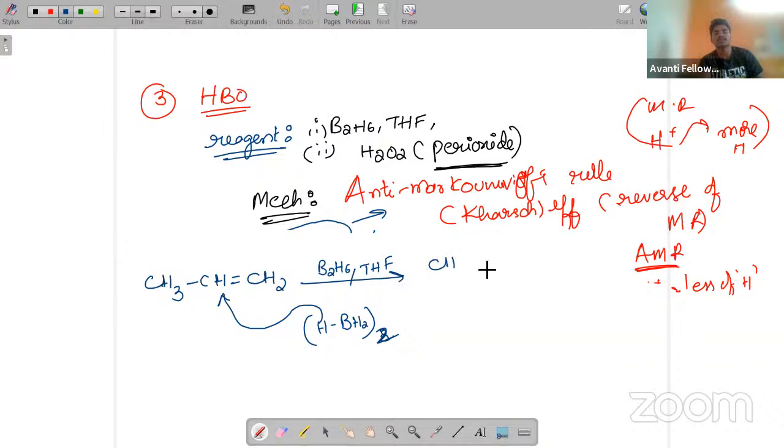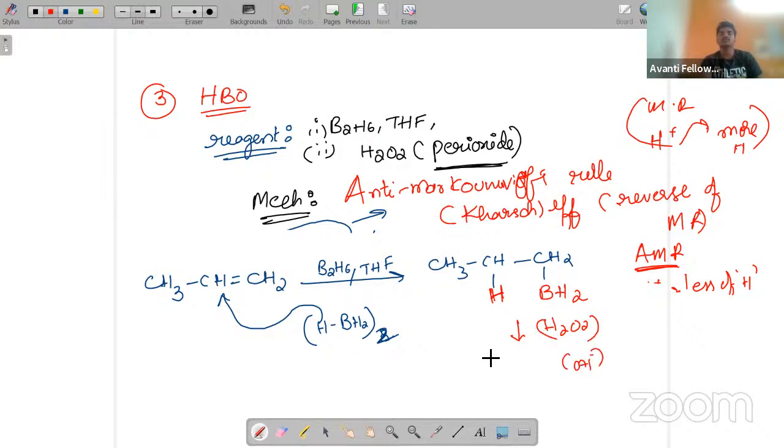Now CH3, CH bond H, and then the next bond CH2. Here BH2 will attach. I hope you understand this. Next, under the peroxide, you release OH minus. So what is the product, guys? CH3, CH, CH2, this is CH2, OH.